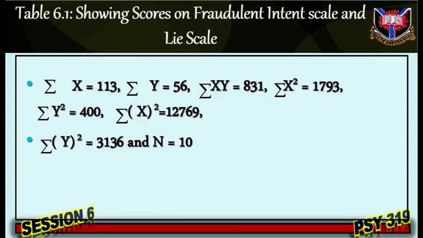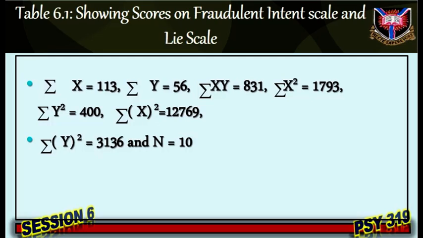First, you need the following to be able to calculate Pearson correlation based on the formula: the sum of x, summation x; the sum of y, summation y; the sum of the product of x and y, summation xy; the sum of the square of x, summation x squared; and the sum of the square of y, summation y squared, based on the example given.